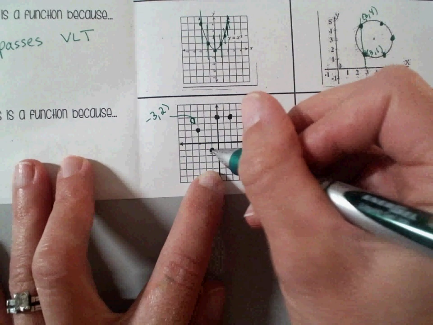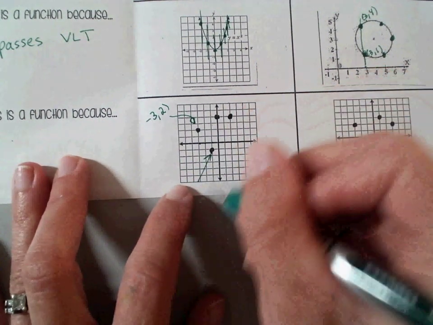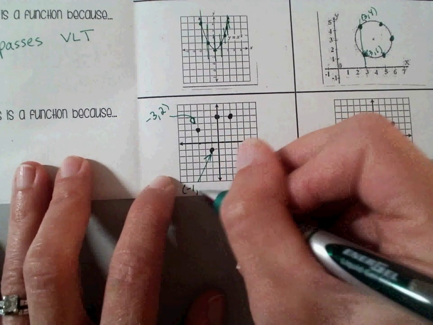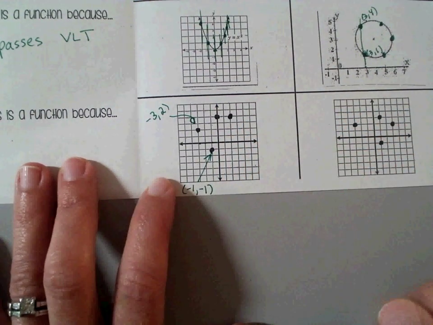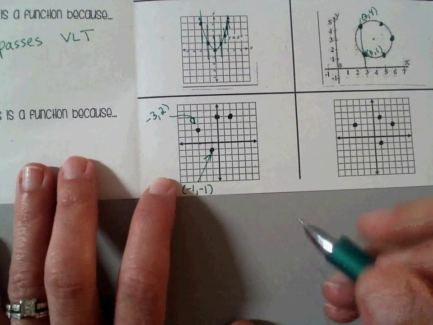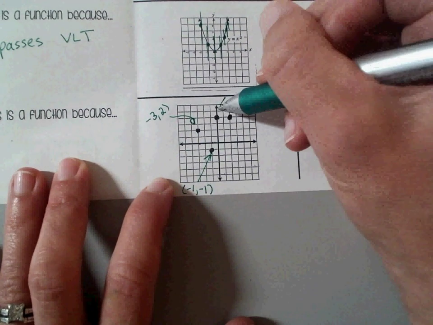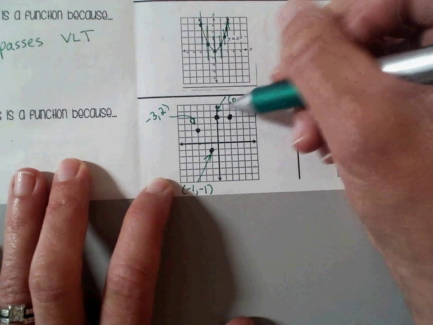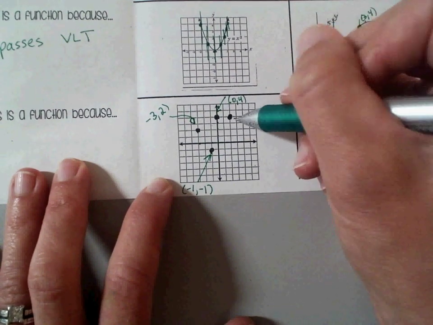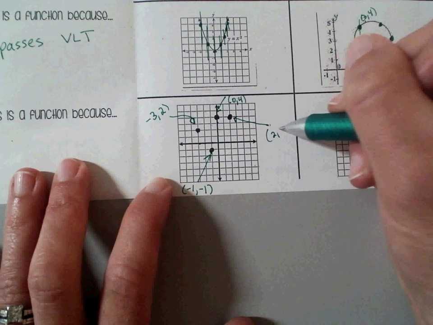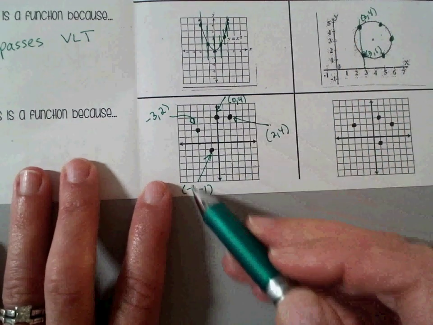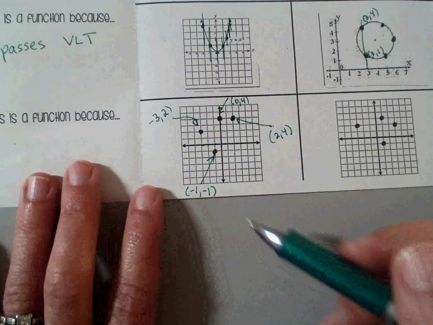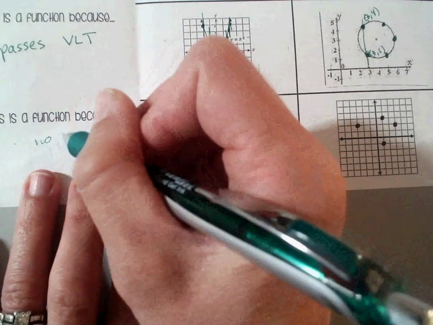What's that dot right there? -1, comma what? -1? Y'all awake? Okay. No. What's that ordered pair right there? 0, comma what? 4. And how about that dot? 2, comma 4. So look at my ordered pairs I wrote down. Do any x's repeat? No. So this is a function because no x's repeat.